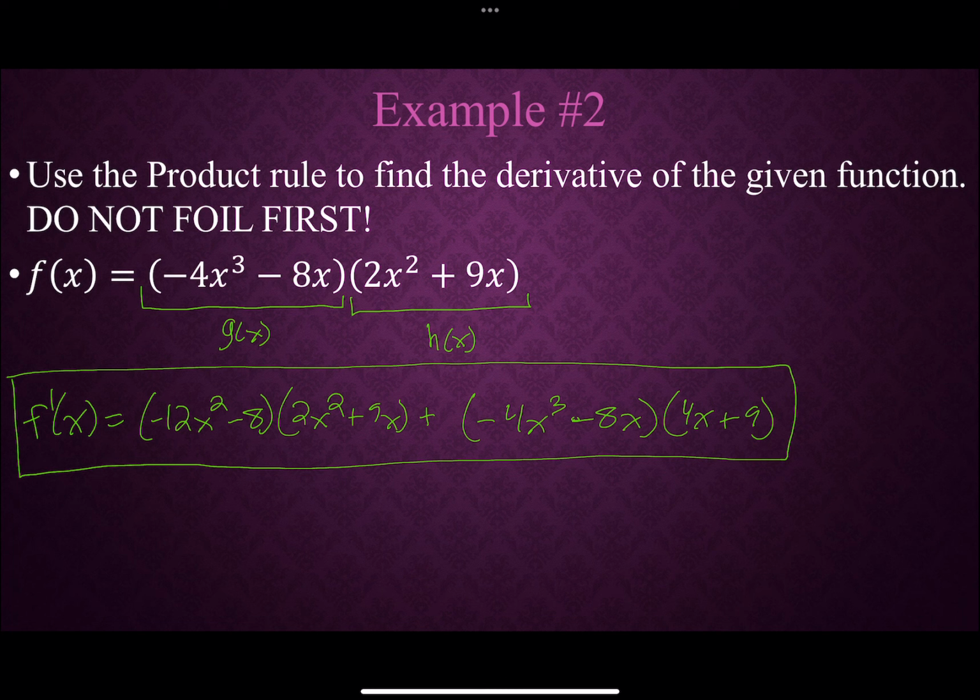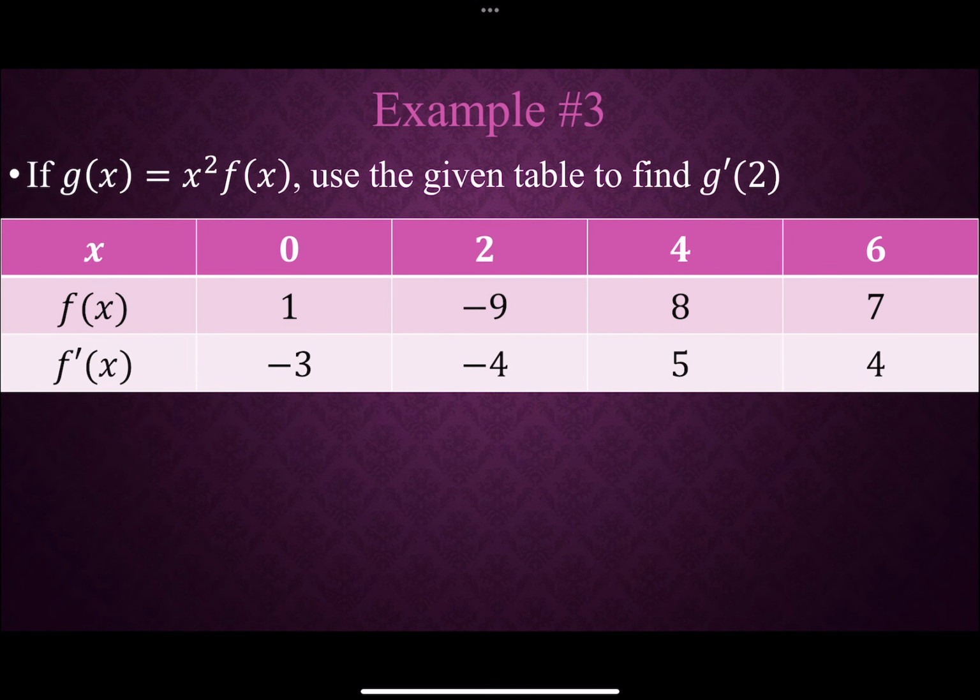But for right now, this is all we're really doing. Now, it also could come in the context of a table. g of x is defined as h of x squared times f of x. So according to our product rule, g prime would be 2x times f of x, because our first function is x squared, and f of x is our second function.